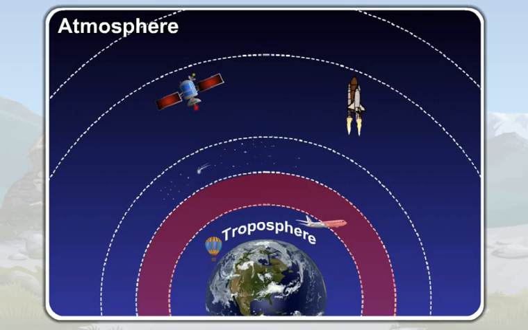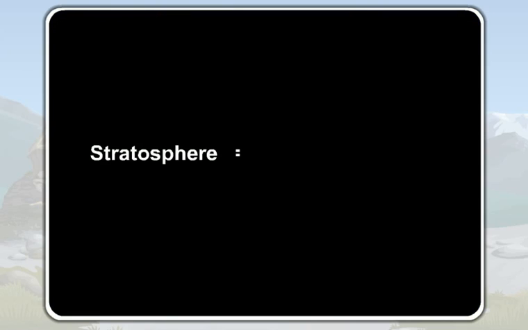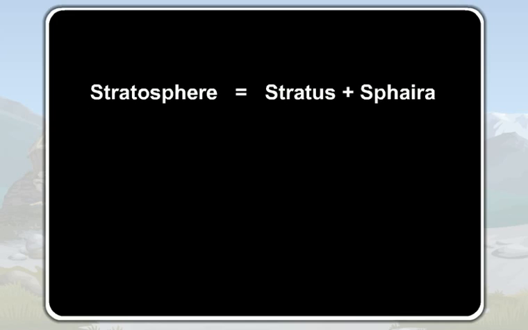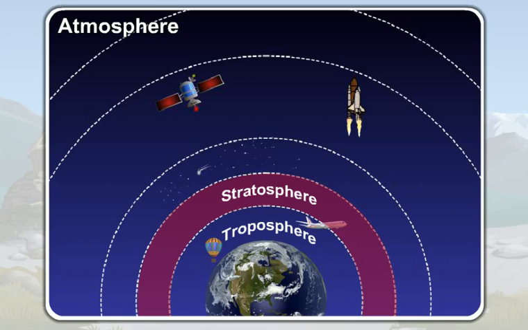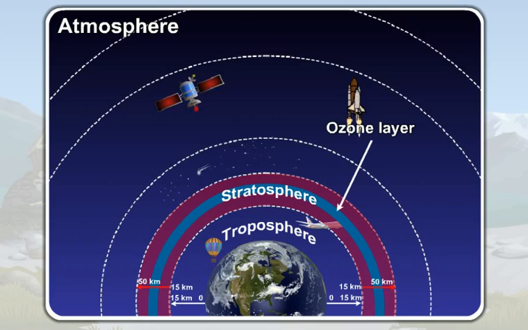The region above the troposphere is called the stratosphere. The word stratosphere is a combination of stratus and sphaera. The meaning of stratus is to spread. It extends from 15 to 50 kilometers from the Earth's surface. The ozone layer can be found in this region.